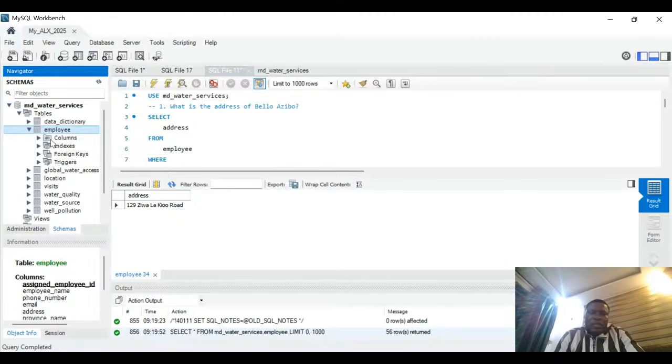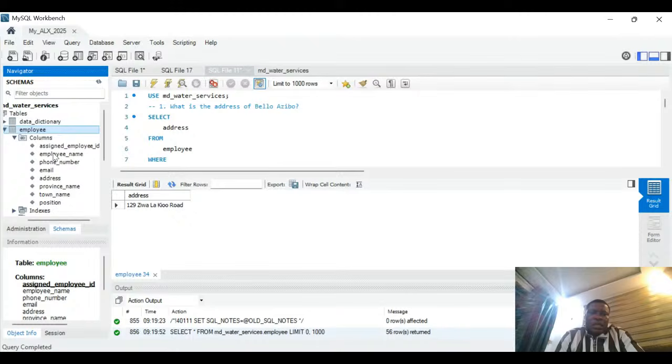If we open the employee table and we look at the columns over there, you can see employee name over here, and then we can see their address. So we are writing a query that looks for Bello Azibo's address. Since we are looking for address, we don't select all, we select the particular address column that we need the results to be returned from.